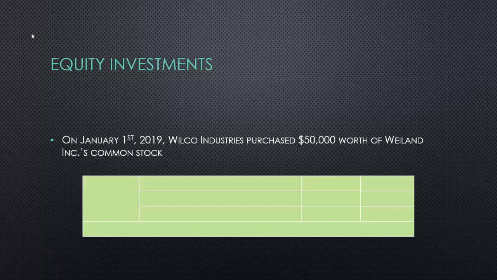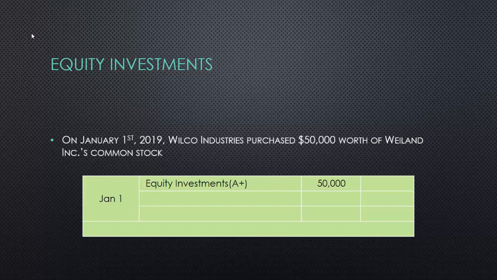For your quiz, the first thing you are going to need to know is how to book the purchase of an equity investment. In this example, on January 1st, 2019, Wilco Industries is purchasing $50,000 worth of Wyland Inc.'s common stock. So in the journal entry to record this purchase, we're going to book the stock that we are buying under an account called equity investment. It's not common stock. Common stock represents our own company stock. So if Wilco was issuing stock, it would be common stock. But since we're buying the stock of another company, we're making an investment, we're going to record it under equity investments for the face value of what we're purchasing, which is $50,000 worth of common stock.